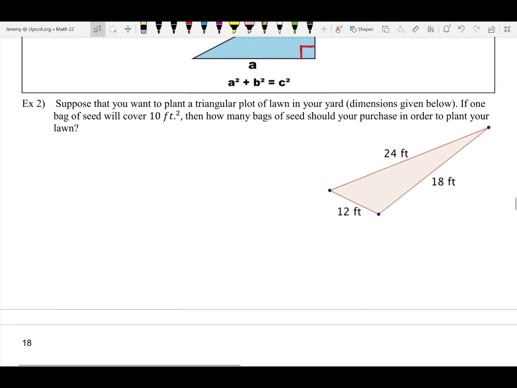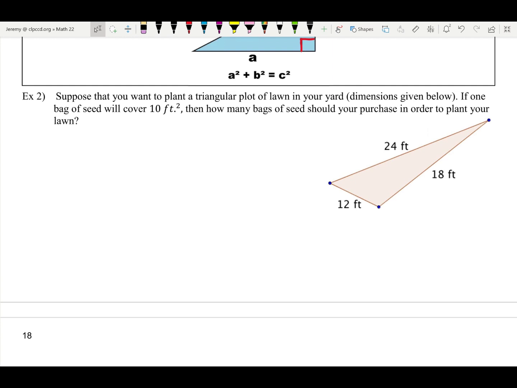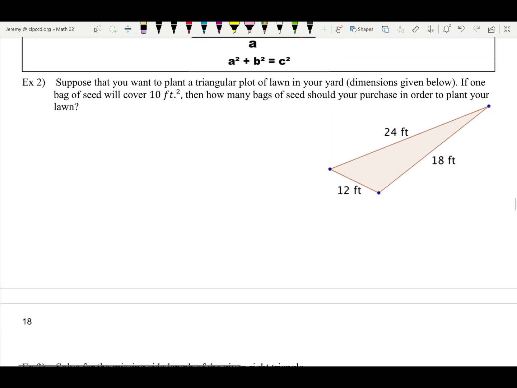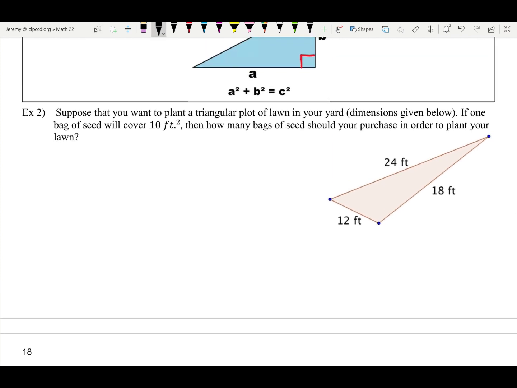Let's look at example 2. Suppose you want to plant a triangular plot of lawn in your front yard, and the dimensions are given below in this diagram here. If 1 bag of seed will cover 10 square feet, then how many bags of seed should you purchase in order to plant your lawn? So this comes down to finding the area that we actually want to cover with seed, and we'll have to do an additional computation at the end to figure out the number of bags of seed to buy. Okay, but let's start by finding the area.